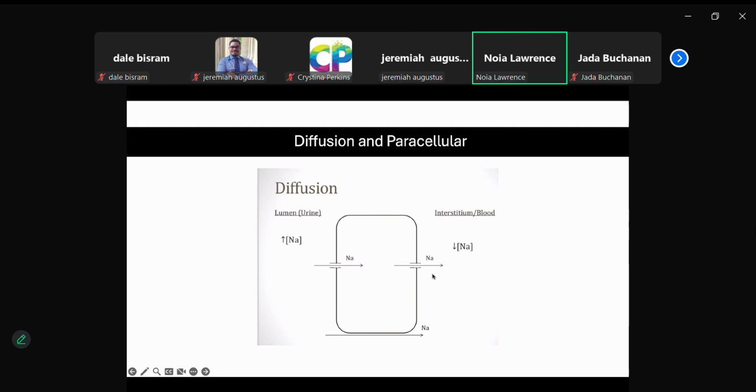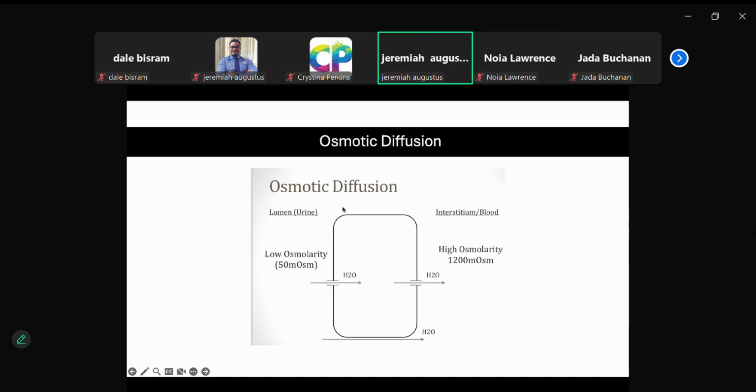With these three, okay. Then you have osmotic diffusion, where water would follow a particular solute, more than likely sodium, and then you also have an osmotic gradient. Again, osmolarity comes into play. It's going to move to the area of high concentration or higher osmolarity. Okay?